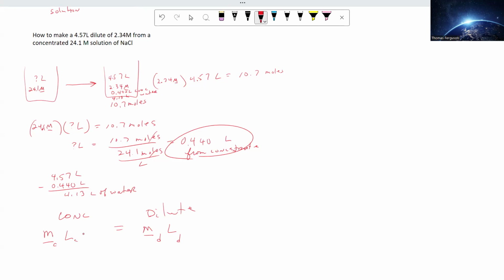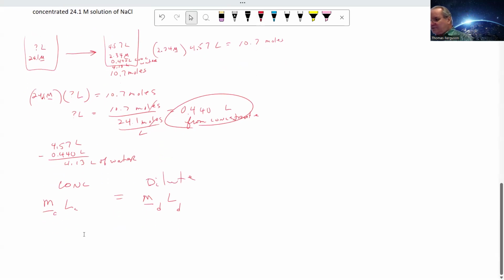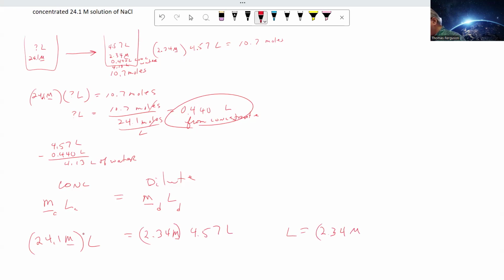So let's now redo this problem using this equation here. And all this does is equate moles equals moles. That's where these come from. Okay. So the concentrated is 24.1 moles per liter. We don't know what the liters are, equals the concentration of our diluted stuff, which is 2.34, times 4.57. Now L equals, divide both sides by 24.1, so we have 2.34 times 4.57 over 24.1. The concentration cancels, leaving the liters.